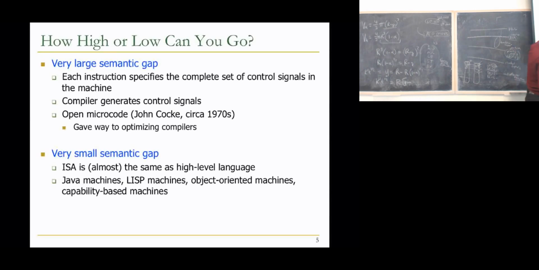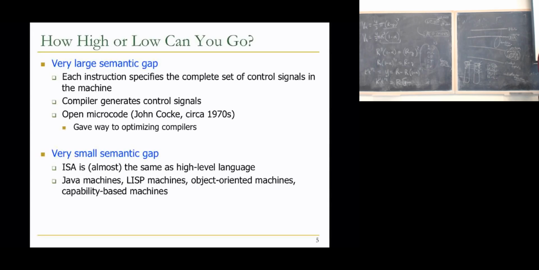So, very small semantic gap. You could go the other way also. You could make the ISA the same as a high-level language. And people have tried this as well. People have tried to build Java machines that can directly execute Java code, Lisp machines, Prolog machines, actually. These are languages.